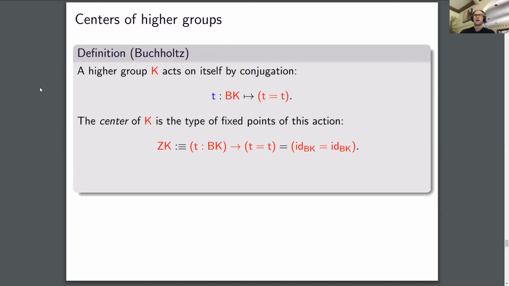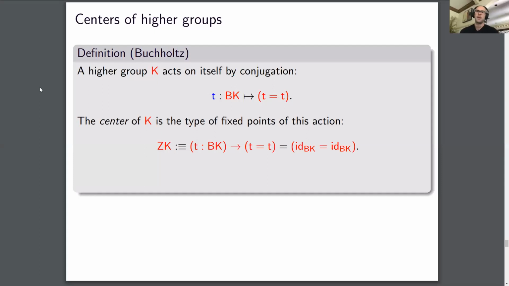To do that, I'm going to talk about what a center of a higher group is. So this is a definition I learned from Ulrik. So we have a higher group, and it acts on itself by conjugation. So remember, an action is given by a map from BK to a construction that takes an element of BK and gives you a type. And so here, if we take an element of BK and give the type of self-identifications, we can see that transport in this is going to act by conjugation, right? And so the center is the type of fixed points of that action, right?